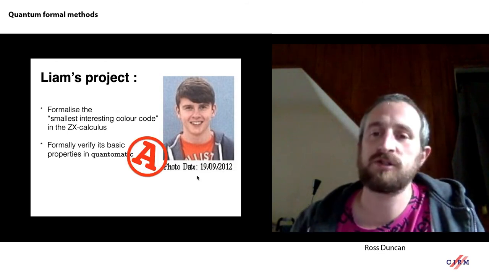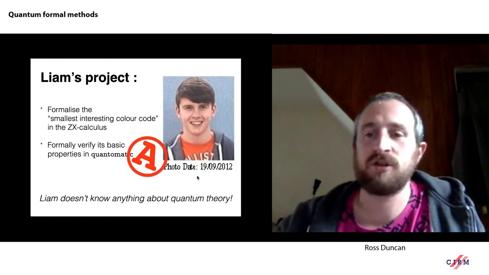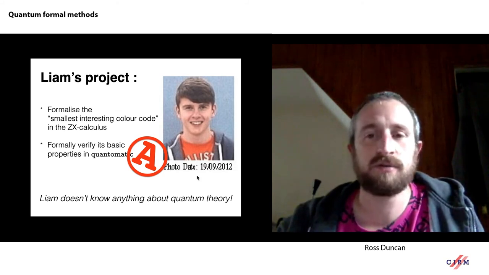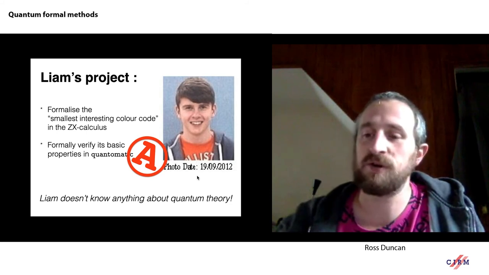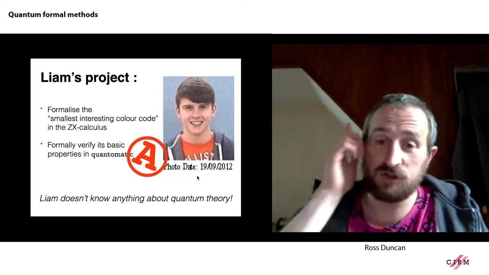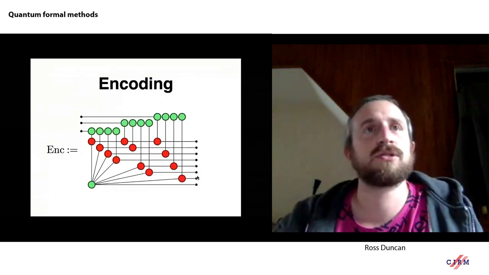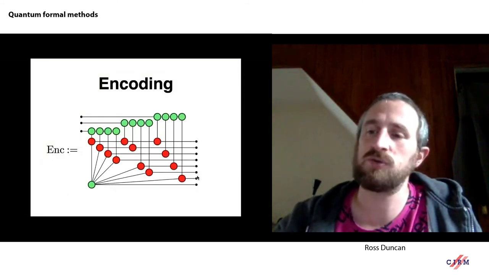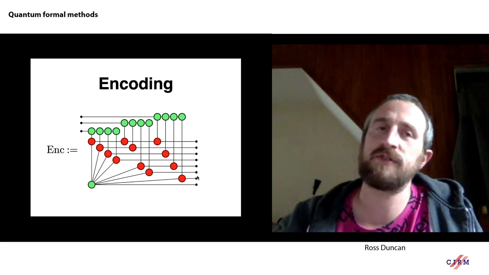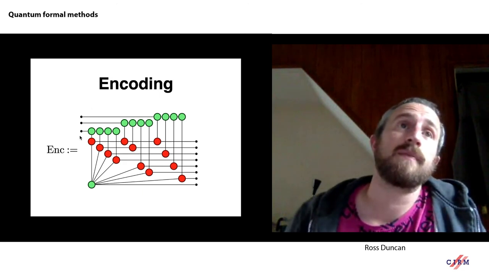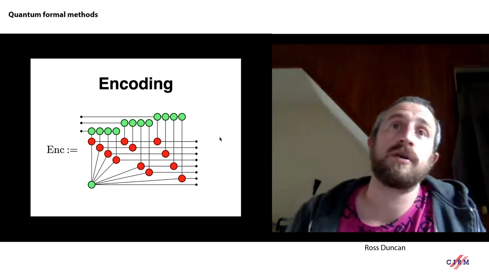Liam's an electrical engineering student, and he did not know anything at all about quantum theory when he started this project, but he still got an A, not just out of sympathy, because it actually worked very well. I'm just going to show you one of the lemmas that he proved. So this is the circuit that was used to encode the logical qubits into the physical qubits of this code. So three logical qubits are encoded into eight physical qubits.